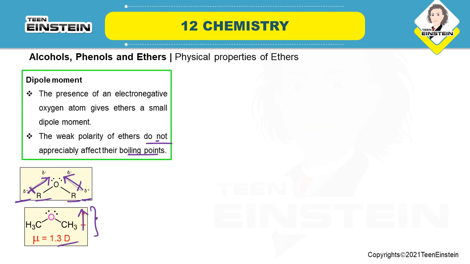So because of this type of weak polarity, there is not much effect on the boiling point, because if the polarity of this bond is very high, then the interaction between these molecules will be high, and as a result, to separate them, boiling point will be high. What does boiling mean? You are changing the physical state from liquid to vapor. Now from liquid to vapor means you have to separate the molecules from each other, but that process will be very difficult if the polarity is very high. So here, as it is weak, it has not much effect on the boiling point. Okay.